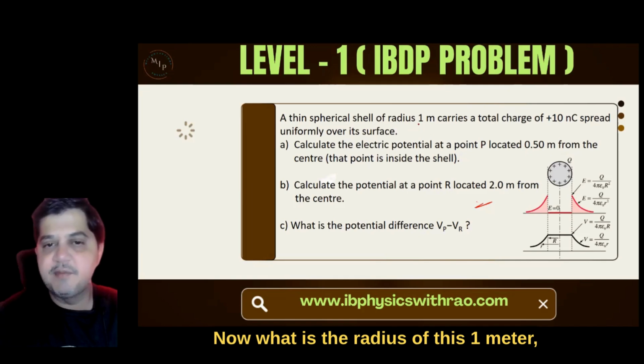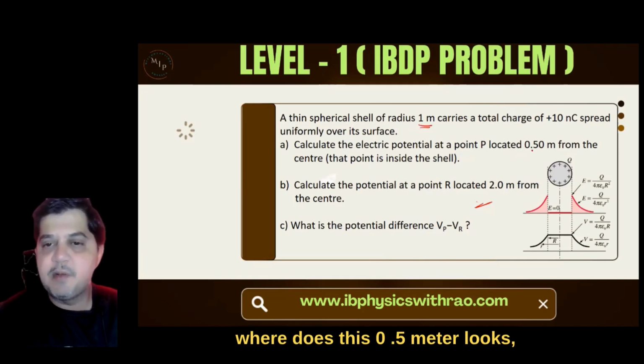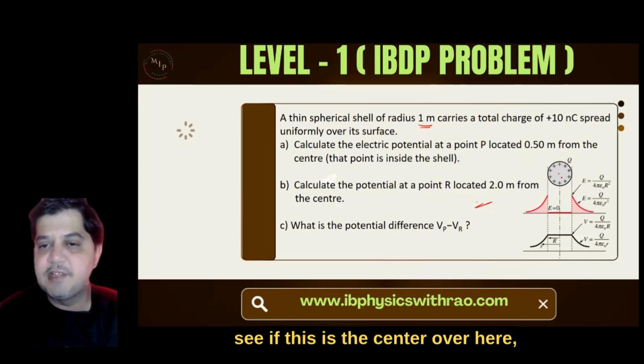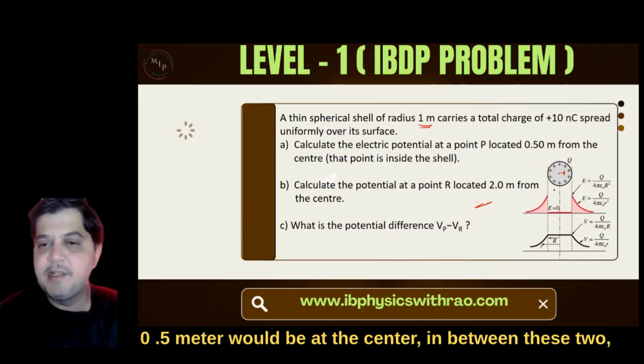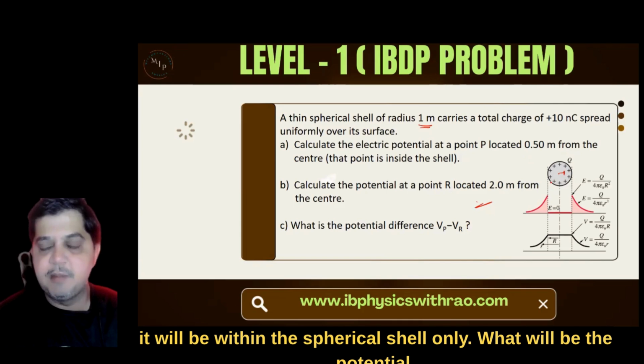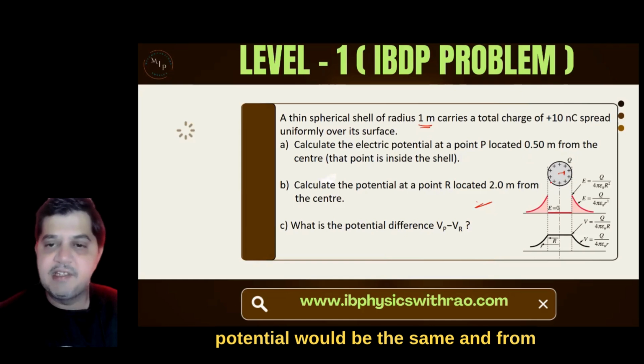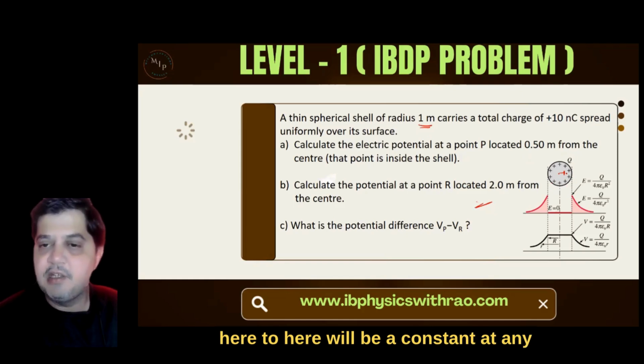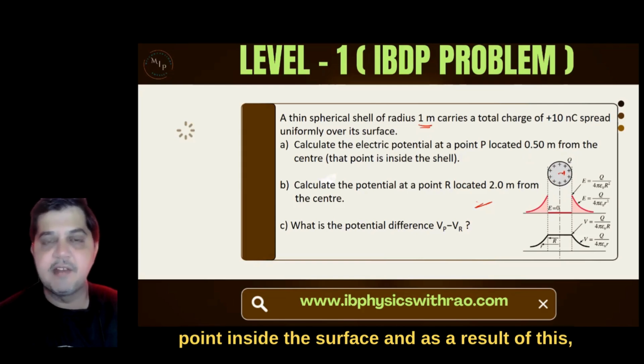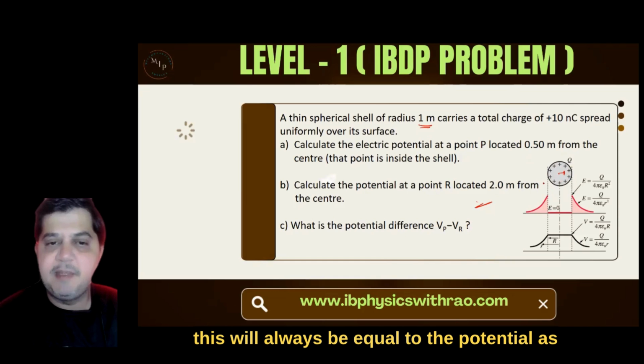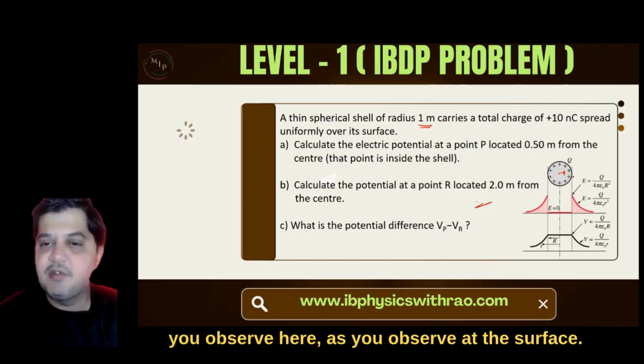Now what is the radius? 1 meter. Where does this 0.5 meter lie? If this is the center over here, 0.5 meter would be in between the center and the surface. It will be within the spherical shell only. What will be the potential? Potential would be the same, a constant, at any point inside the surface. As a result, this will always be equal to the potential as you observe at the surface.